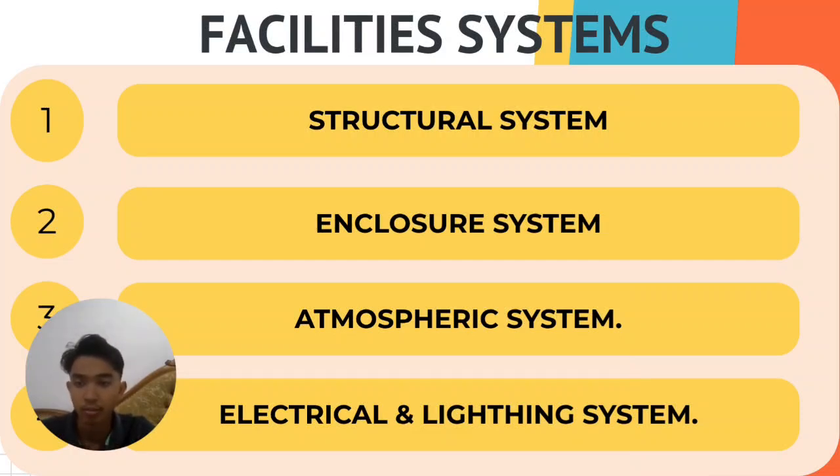Next is the enclosure system. The enclosure system refers to all the parts of the building that surround, protect, and separate the interior from the outside environment. It includes the wall, door, window, roof, and floor covering. Next is the atmospheric system. The atmospheric system refers to the system that controls the indoor environment to ensure comfort, safety, and proper conditions for both workers and machines. This includes systems that manage air quality, temperature, humidity, and ventilation.